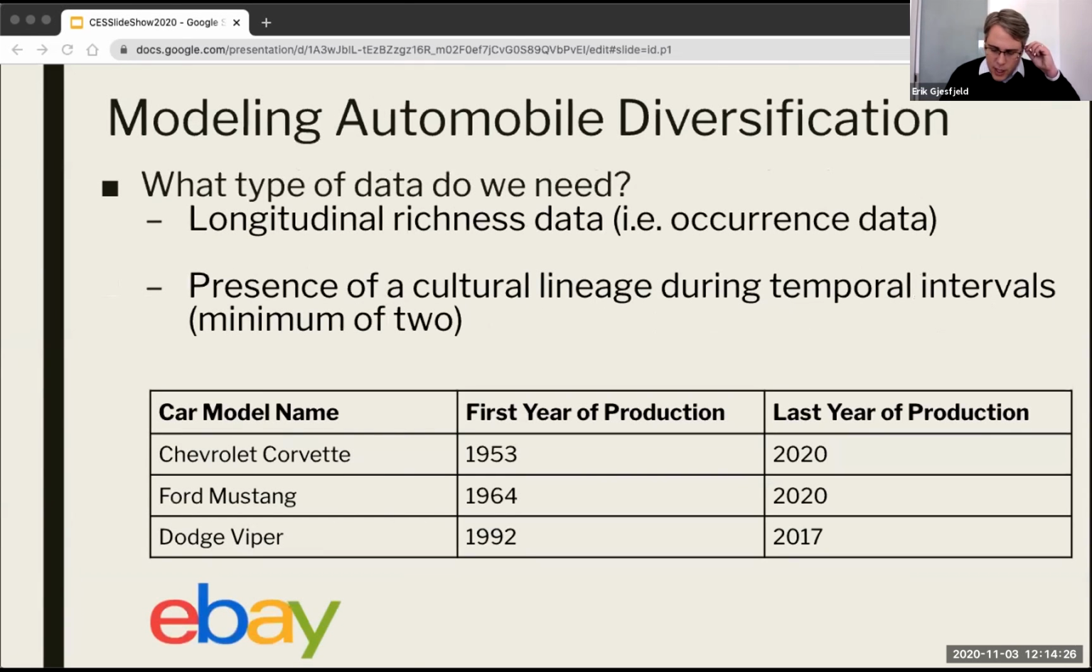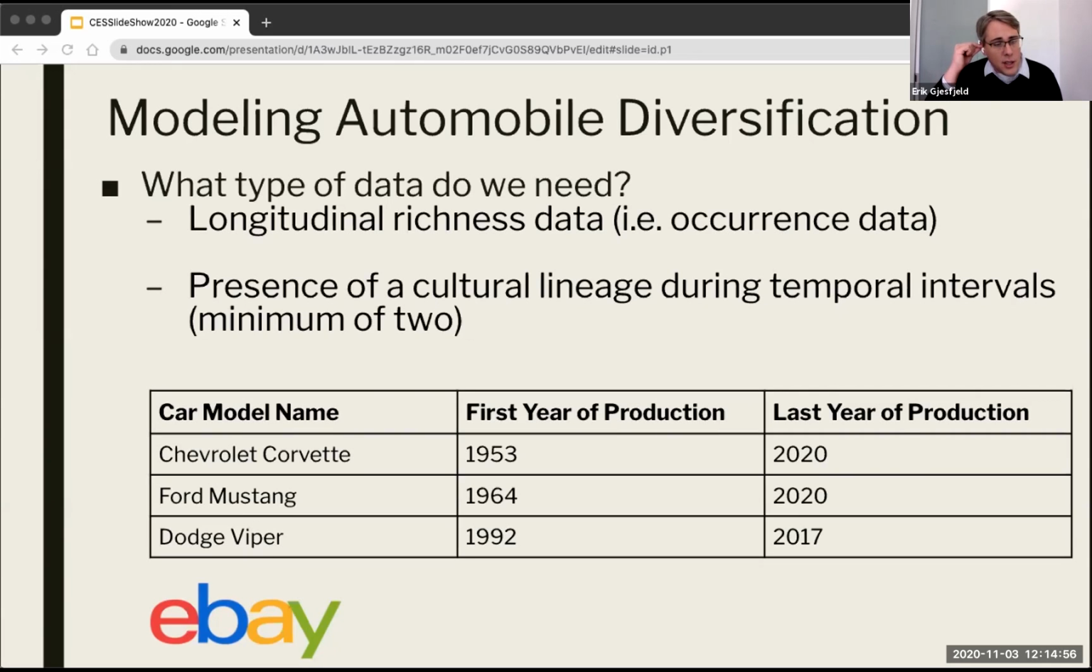So in order to answer these questions, what type of data do we need? Well, we need what I call here longitudinal richness data, sometimes called time transgressive richness data, sometimes referred to as occurrence data. And really, once again, the focus is on our ability to group things and how well we can group things together, that being our cultural lineage. And then putting time intervals on that cultural lineage. When did that lineage first emerge, and when is the last time we see that lineage exist?